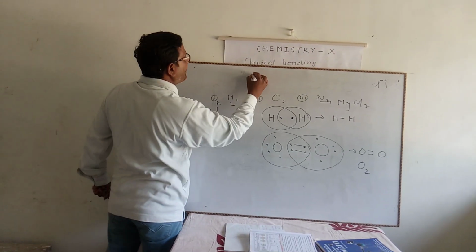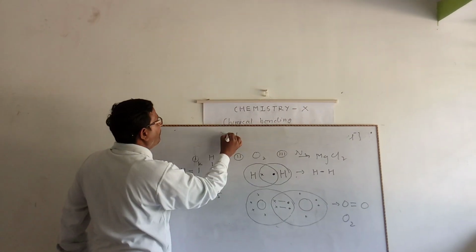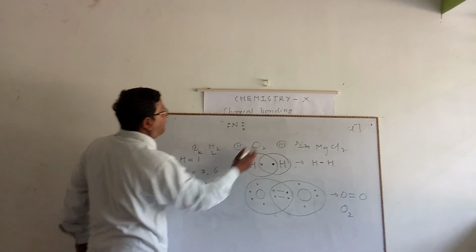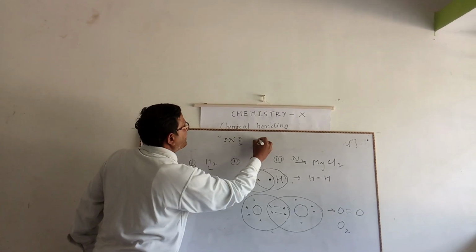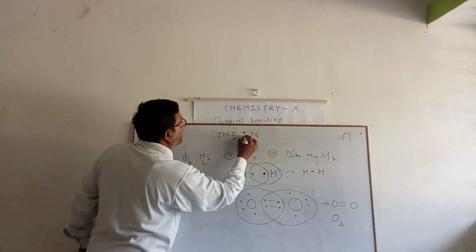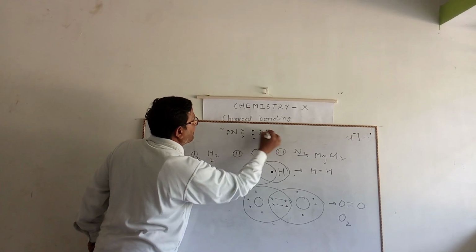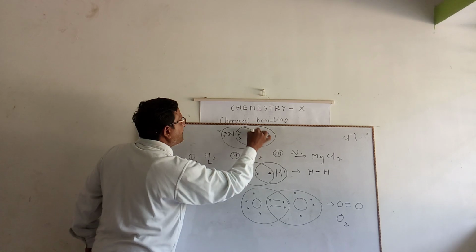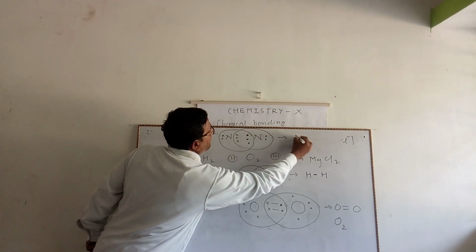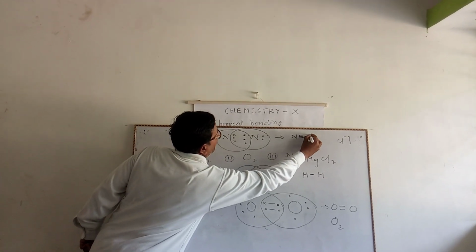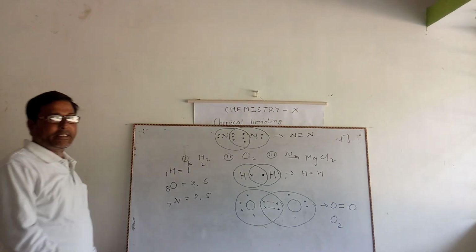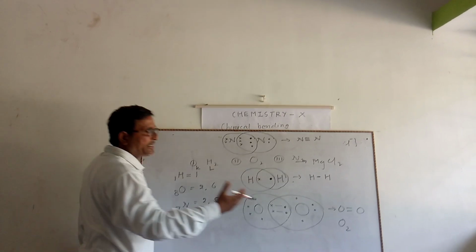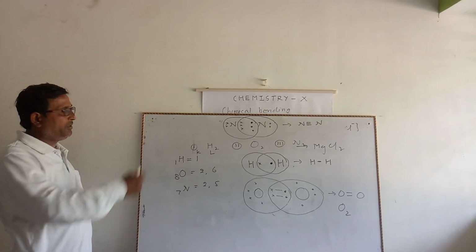Nitrogen electronic configuration, I have already written. There are 5 electrons in the valence shell. One nitrogen atom, another nitrogen atom, 5 electrons in their valence shell. 5 and 3, 8, and 5 and 3, 8. It means nitrogen shares 3 electrons to complete its octet. So the combining capacity of nitrogen is 3, or you can say the valency of nitrogen is also 3.